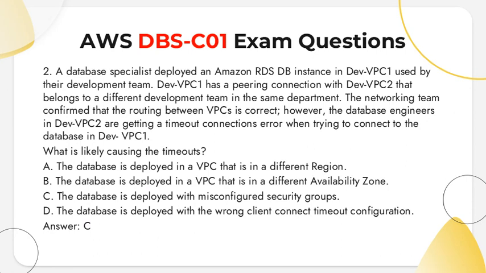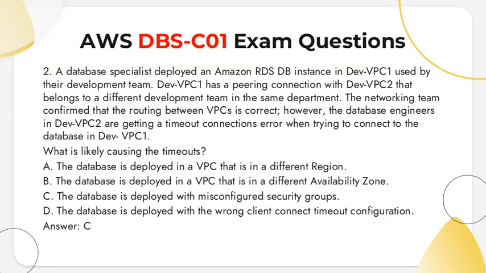2. A database specialist deployed an Amazon RDS DB instance in DBS-C01 used by their development team. DBS-C01 has a peering connection with DBS-C02 that belongs to a different development team in the same department. The networking team confirmed that the routing between VPCs is correct. However, the database engineers in DBS-C02 are getting a timeout connections error when trying to connect to the database in DBS-C01. What is likely causing the timeouts?